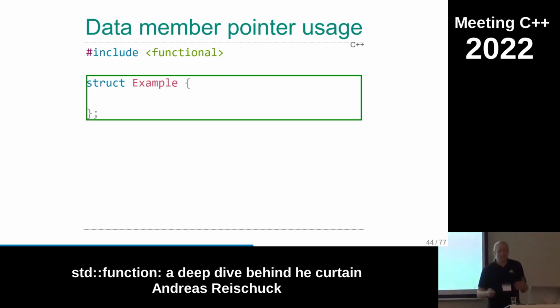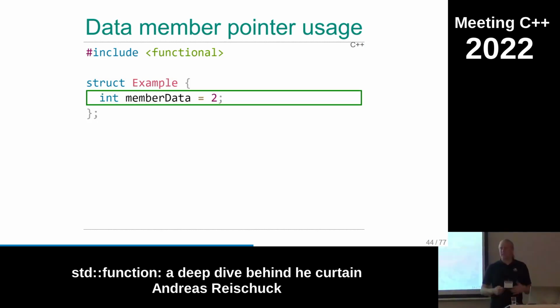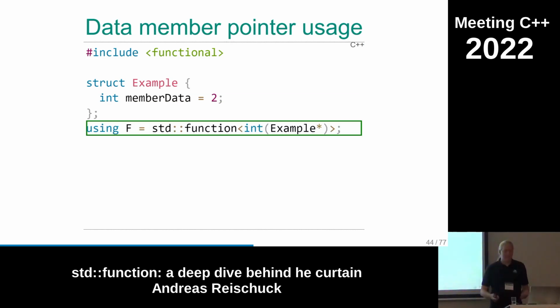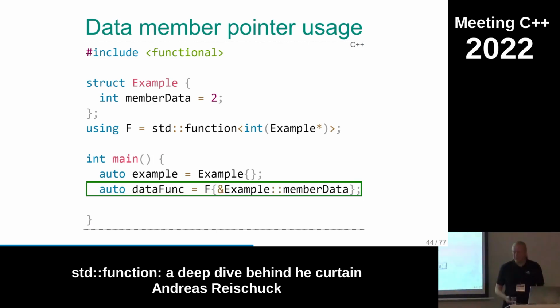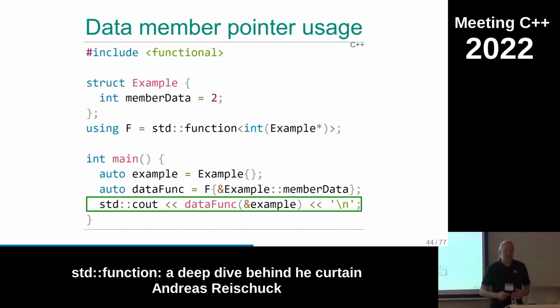We include our functional header, and then we have a class or a struct, to make it shorter, so I don't have to write public and such stuff. This has a data member. And now we have a function signature from the standard function that expects a pointer to this object and returns the member value, the int. If we have an instance of this struct, we can create an instance of our function, an instance of a standard function. We construct it with the member pointer to the data member. So it's not an actual data pointer. It's just, if you have a struct, then extract me the member data. And then we can call our data func simply by calling it with a pointer to our example.